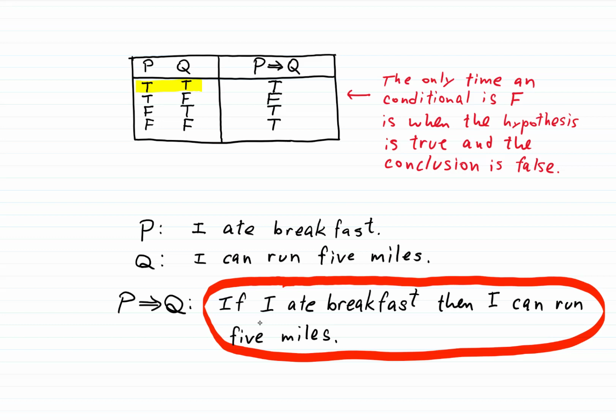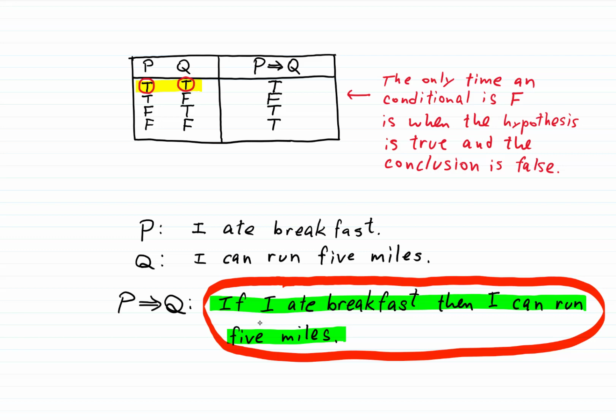So, here's the statement we are testing. If I ate breakfast, then I can run 5 miles. Okay? And you come over to my house and you see me eat breakfast. So that means that P is true. And then you see me go out and run 5 miles. So that means Q is true. Could you possibly claim in a court of law that you have any evidence at all to disprove that statement?